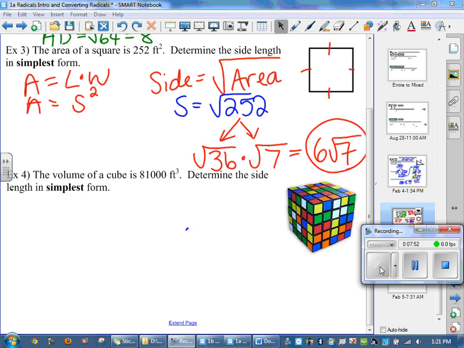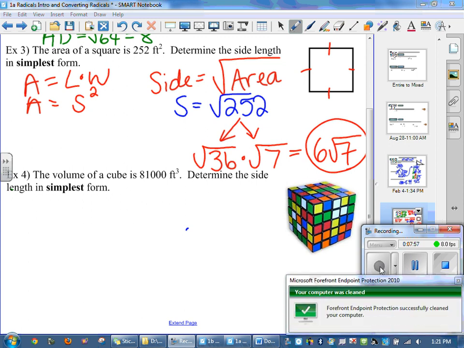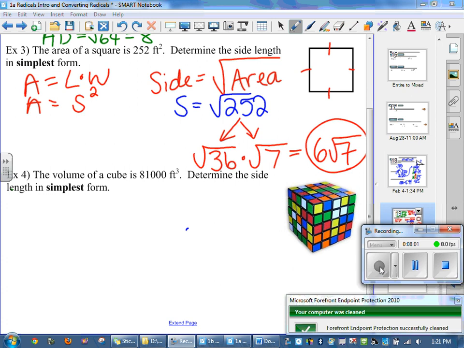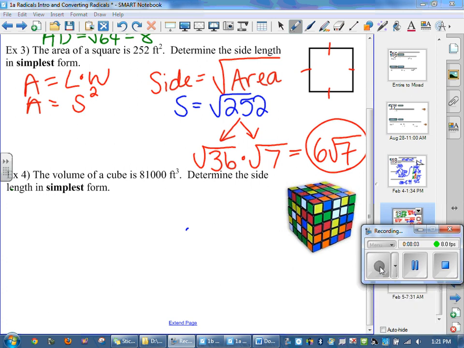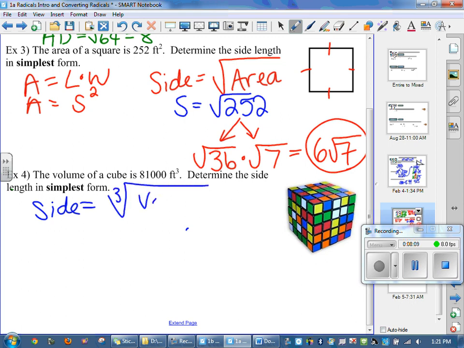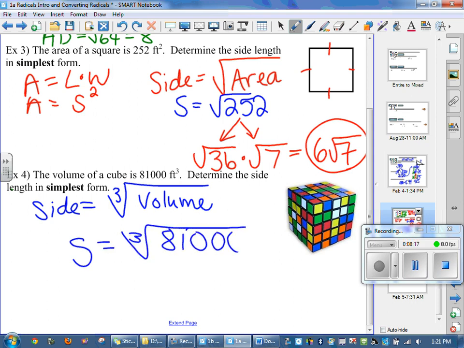We had a squared, so we square rooted, did the opposite function. Now we've got a cube that is cubed. We are going to cube root to find the side. So side is equal to the cube root of the volume. So I'm going to find the side by taking the cube root of 81,000. Try that one for a moment. Push pause and push play when you're ready.